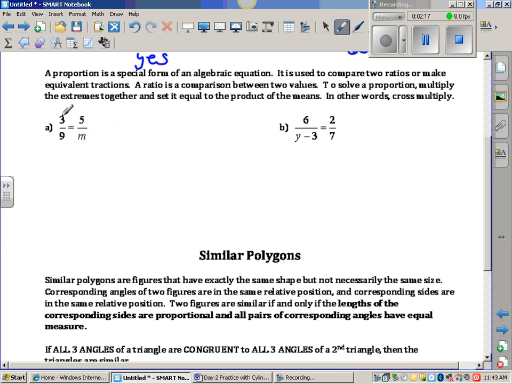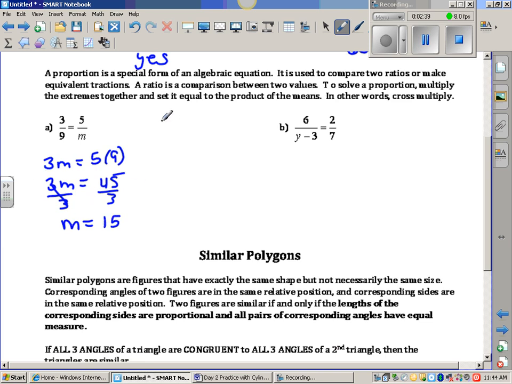So it's still two fractions set equal. We're going to cross multiply. 3m equals 5 times 9. Now it turns into a very basic equation that we were all very good at. 9 times 5 is 45. The 3 and the m are connected by multiplication. To break multiplication, you divide, and you get m equals 15.